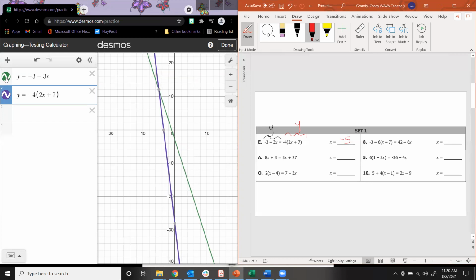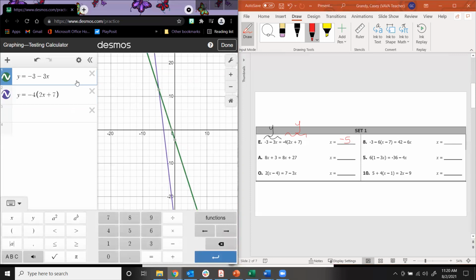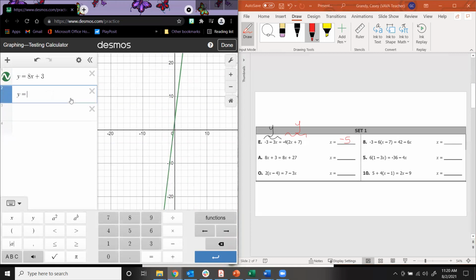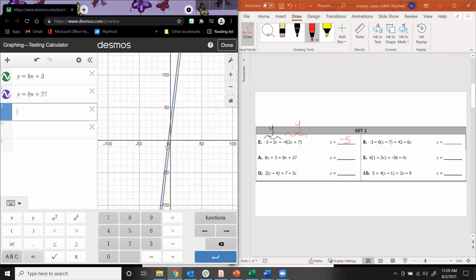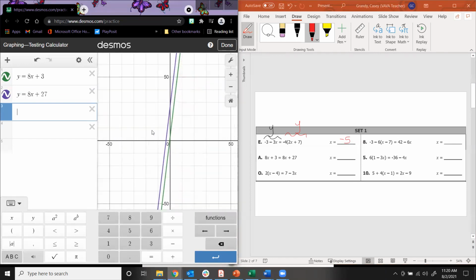Let's go on to the next one here. I'm going to change my equation to y equals the left side, 8x plus 3, then make y equals the right side, 8x plus 27. Now here's an example. No matter how much I scroll in or out, I'm noticing that these lines never intersect. And there's a reason for that. The reason actually is they have the same slope. I don't know if you learned about slope in algebra 1, you should have. The slope of our line here is the same. And when that happens, our lines are actually parallel.